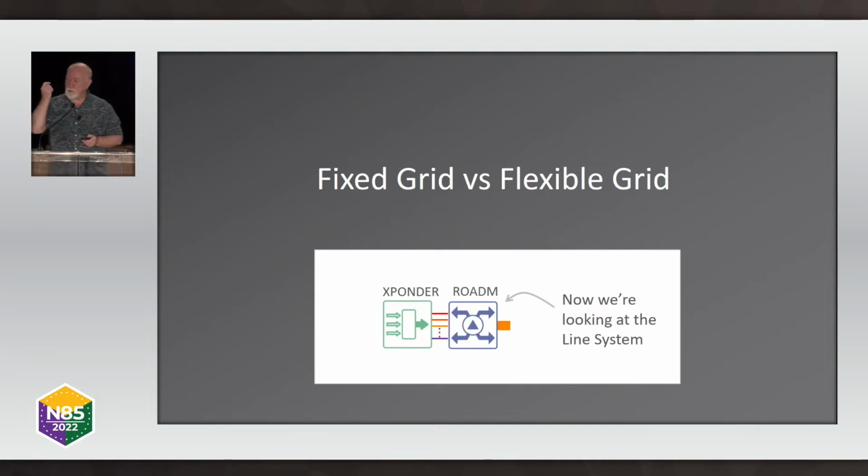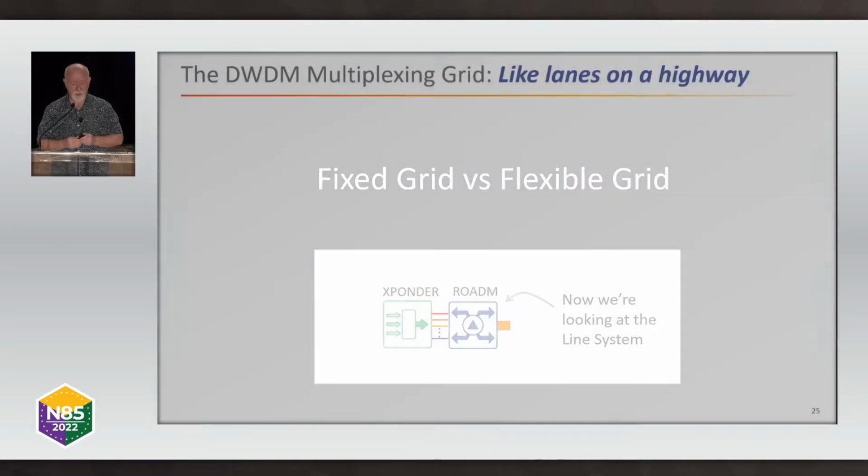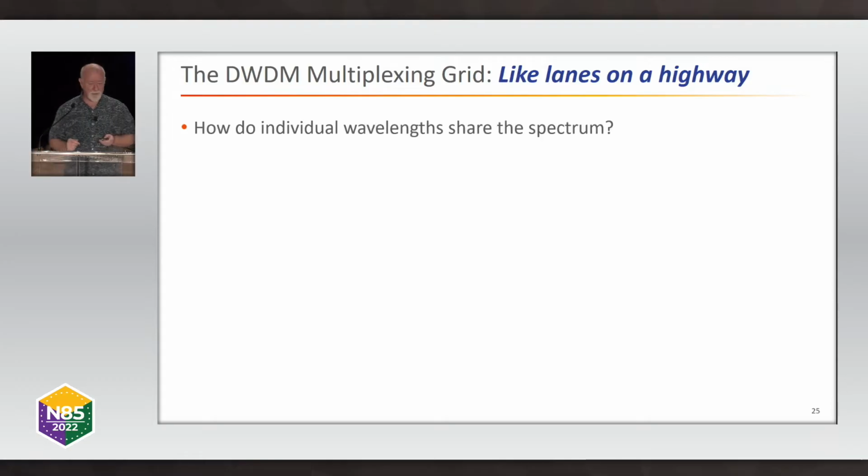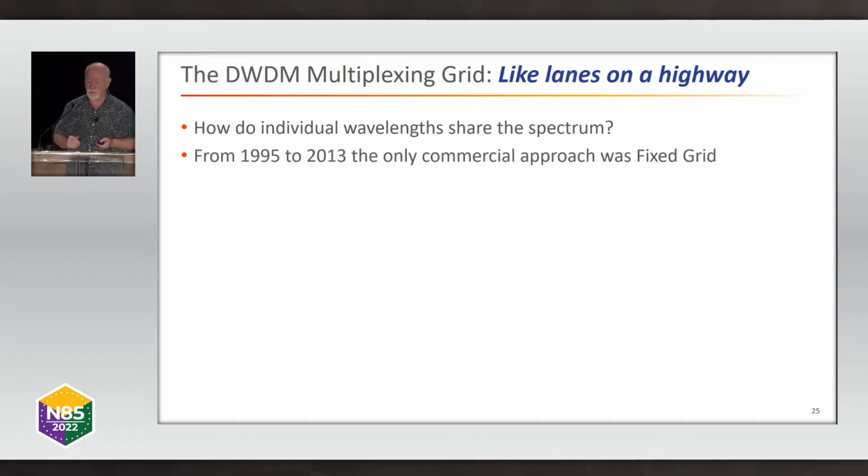So what about using more of the grid, the wavelength grid, in a more effective way? So I'm going to be talking about fixed grid versus flexible grid. And we think really about DWDM in terms of like lanes on a highway. And how do the individual cars on the highway play nicely when there are other cars close by? How do the wavelengths share the spectrum?